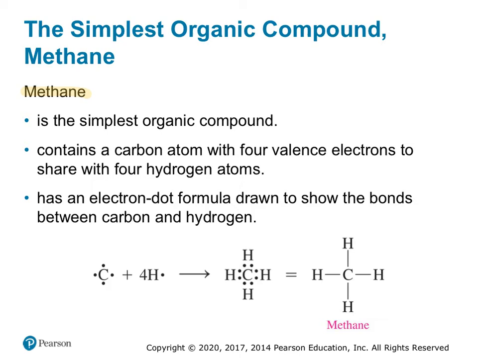Methane is the simplest organic compound. It is a single carbon atom with 4 valence electrons shared with 4 hydrogen atoms, each with 1 valence electron. So if we were to draw the dot structure, it would look something like this, with a pair of electrons shared between the carbon and each hydrogen, and then the structural formula showing the shared pair of electrons as a bond.